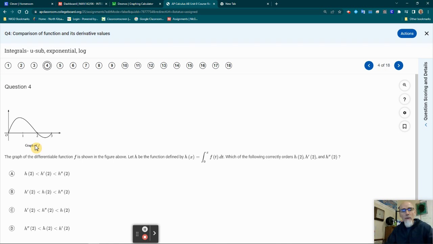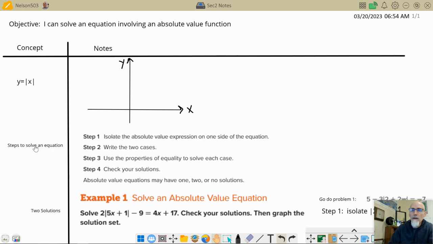Now, why am I showing this to you? Well, today we're going to look at an algebraic concept. We're going to solve them algebraically. But I want to remind you that we just got done doing a homework assignment where you had to answer questions graphically. So I want you to understand that we have an absolute value function, okay?